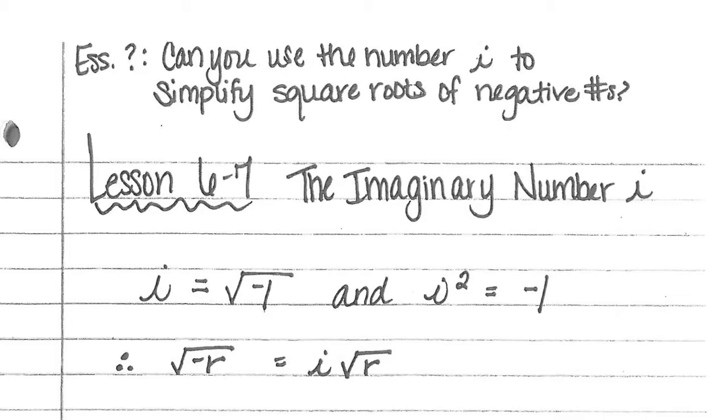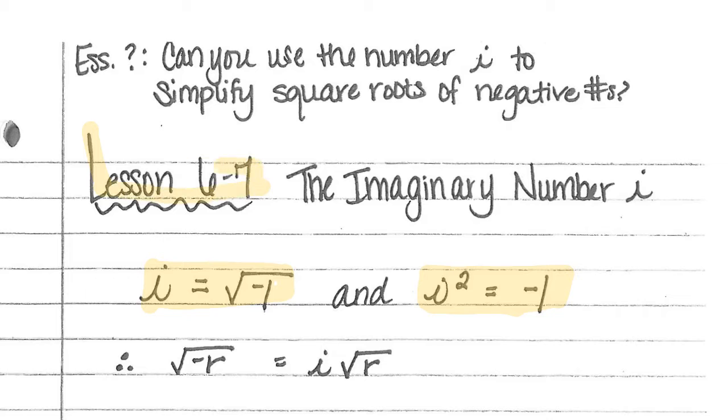Right, working with the imaginary number i, we know that i is equal to the square root of -1. So if I was to square each side, i squared is equal to -1.